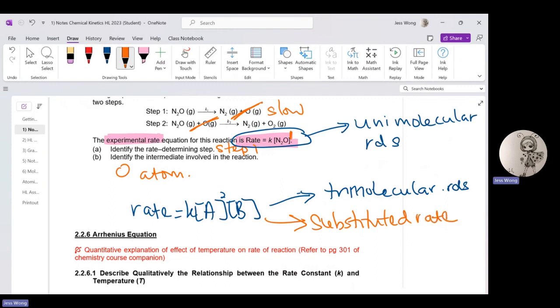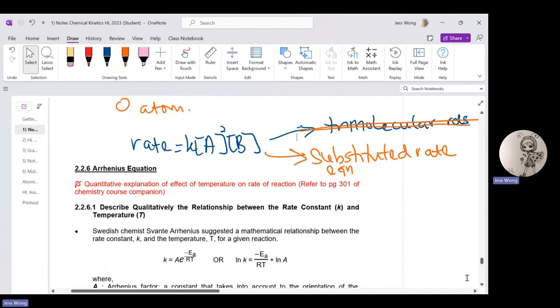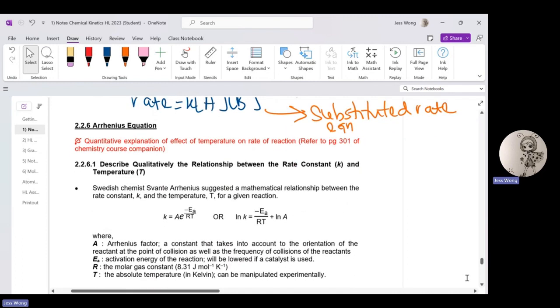So that means the original rate equation involves the intermediate, and after the substitution, this is the result of it. Not because it's a trimolecular determining step. Okay, so with that, I hope you understand mechanism a little bit.